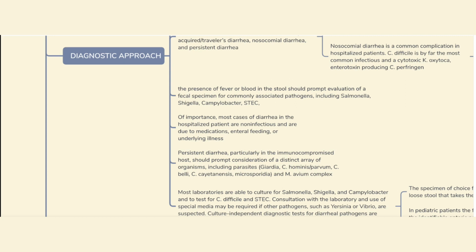Then, if we have persistent diarrhea in an immunocompromised host, this is a specific type of diagnostic search. We should consider a big array of etiological factors, and we should look for Giardia, and other types like Cryptosporidium, Cystoisospora, Microsporidia, and, of big importance, we should look for Mycobacterium avium complex.